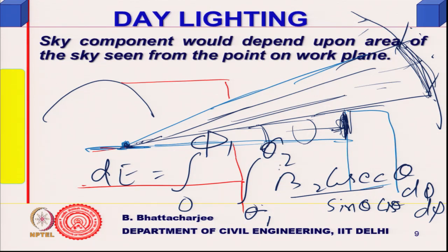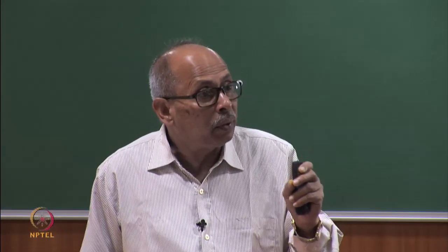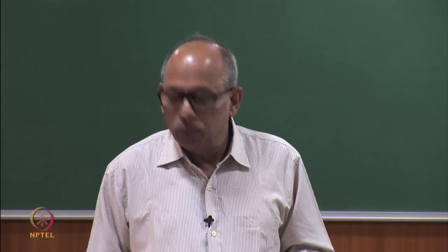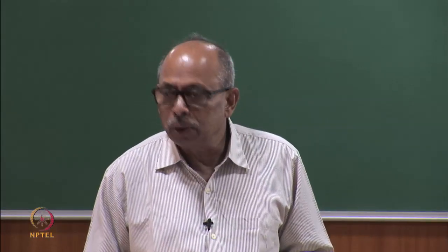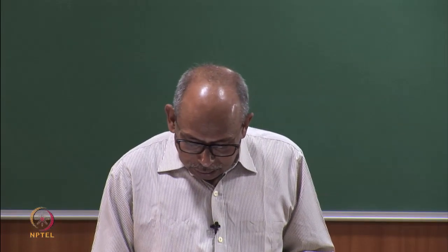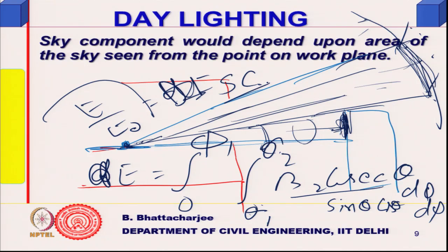So, the integration has to be performed now not over the full sky vault, but over the area for the portion of the sky seen. If you do that, then you will find the illumination. And you want to find the daylight factor. So, once you integrate, you get E, and this E divided by E0 gives you the daylight factor. It gives you the sky component.